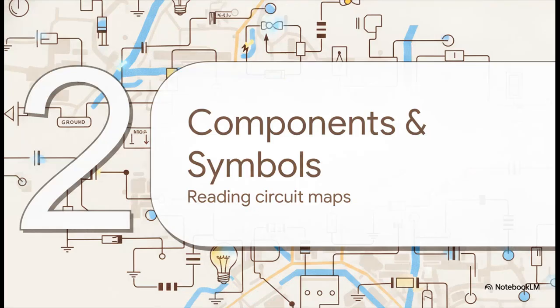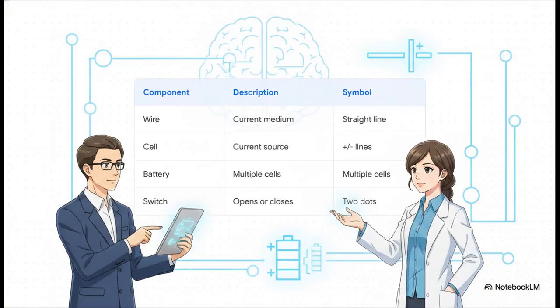Moving right along to Section 2, Circuit Components and Symbols. So, when scientists and engineers map out these circuits, they don't sit there and draw highly realistic pictures. I mean, that would take forever, right? Instead, they distill all those complex physical pieces into simple, universal symbols.